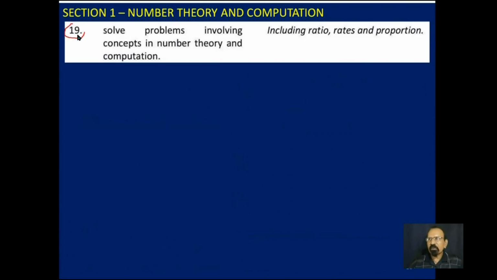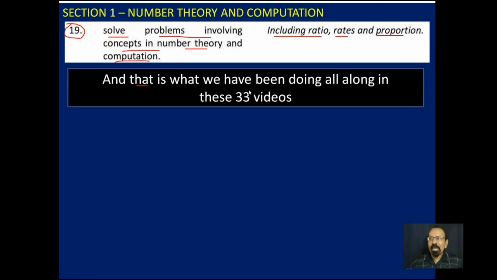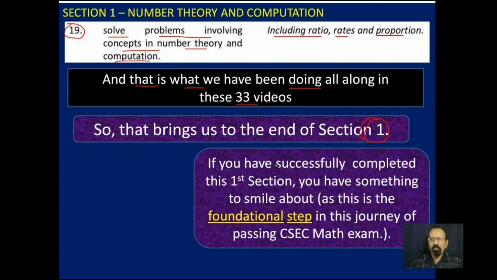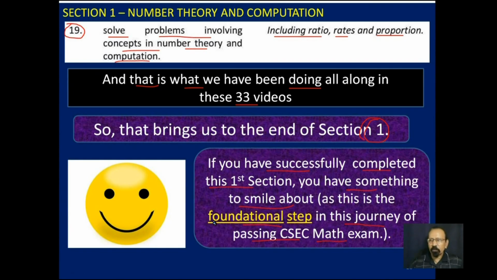Now, there is one more objective in this section, objective 19, and it says solve problems involving concepts in number theory and computation. And that should be problems involving ratio, rates, and proportion. But you know what? That is exactly what we have been doing all along in these 33 videos. So that brings us to the end of section 1. If you have successfully completed this first section, you have something to smile about, as this is the foundational step in this journey of passing CSEC math exam. So, smile.